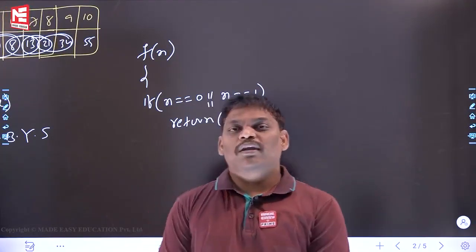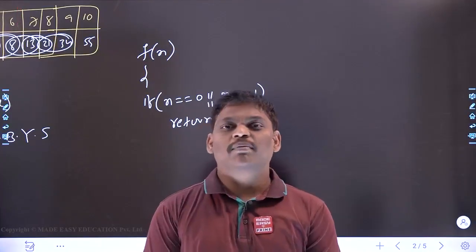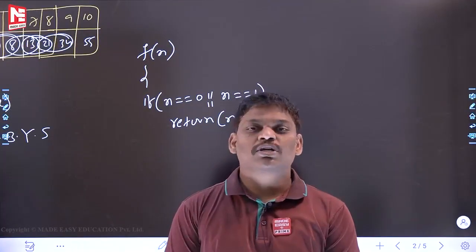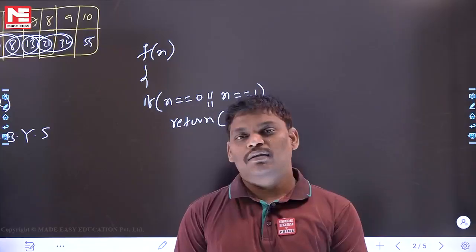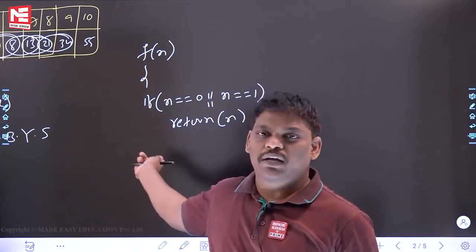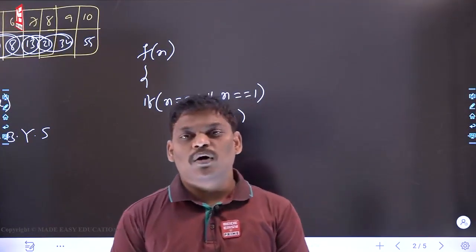Can you say Fibonacci of n? What is inside? As soon as you enter inside, termination condition check. What is that? If n is 0, return 0. If n is 1, return 1. Right? If you compress it like this, it will come: if n is equal to 0 or 1, return n.